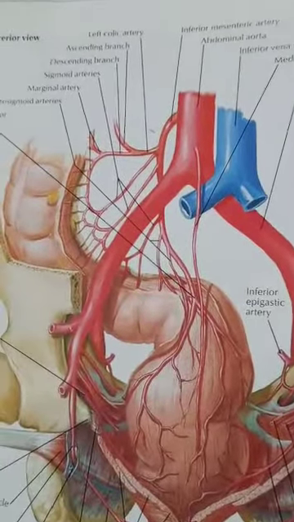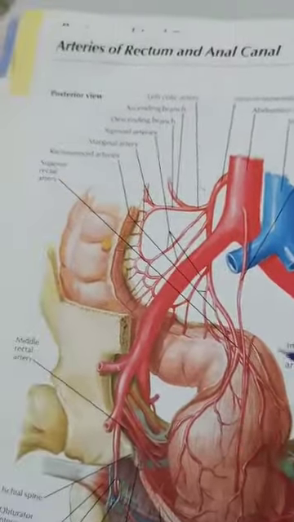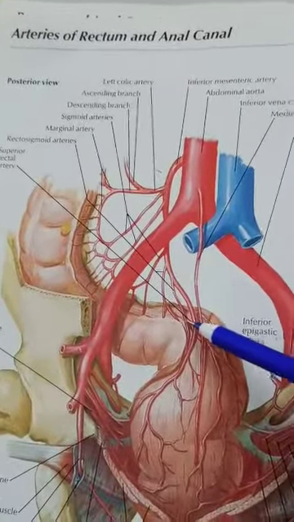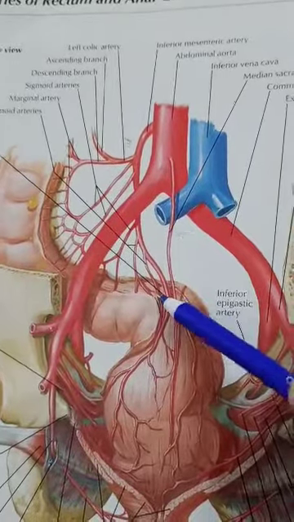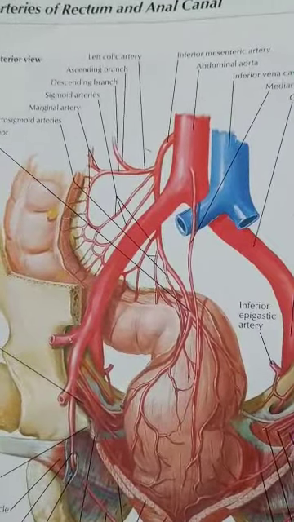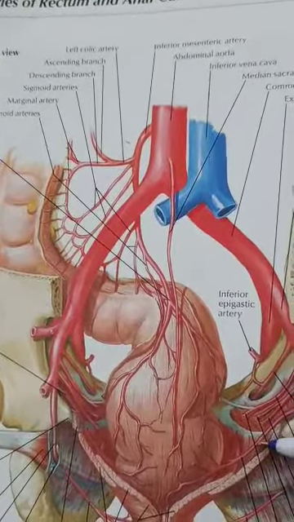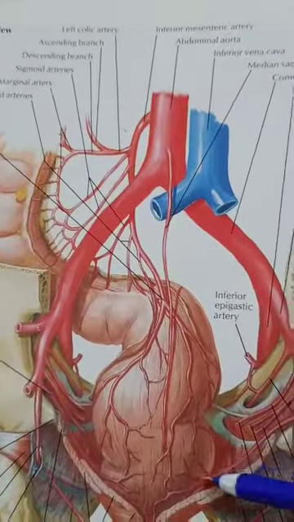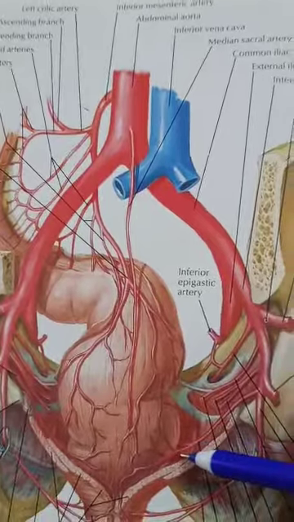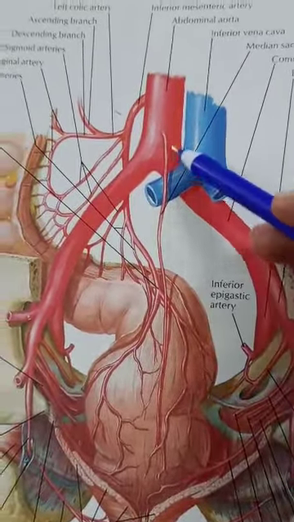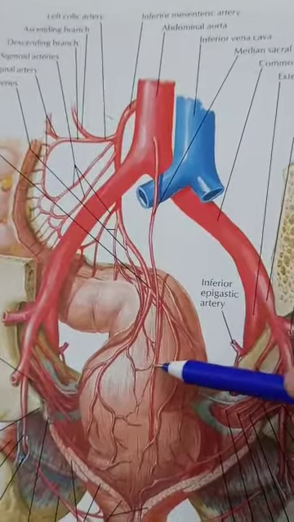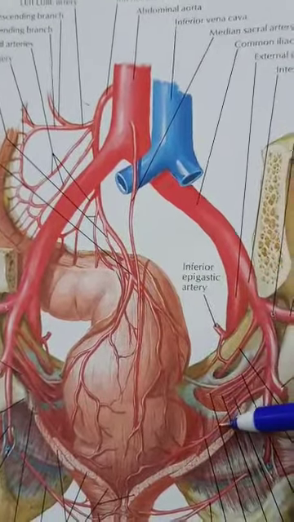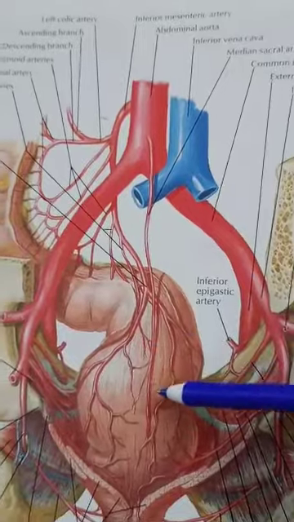Then blood supply of the rectum. The rectum is supplied by the superior rectal artery, then the middle rectal artery, then the median sacral artery. Inferior rectal arteries also contribute. So the rectum is supplied by the superior rectal, middle rectal and median sacral arteries.